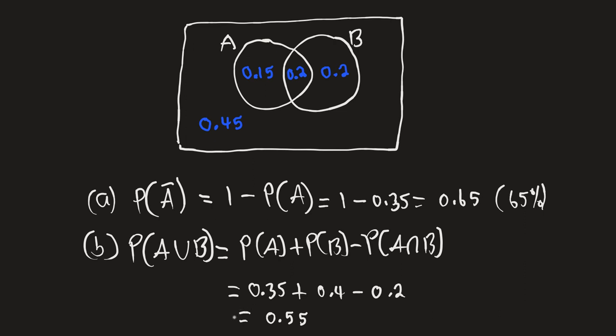Well, think about it. A union B is everything in A or B or both. So that means now add up all the blue values in both circles. 0.15 plus 0.2 is 0.35, plus another 0.2 is 0.55. So if you add these three values up, these three values lie in the region that's defined by the union, that gives you the probability of the union. All right.